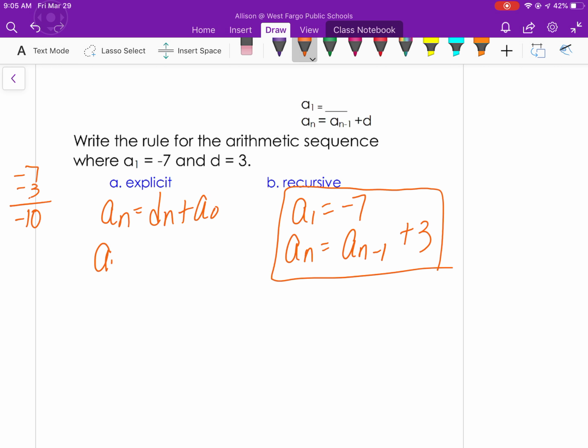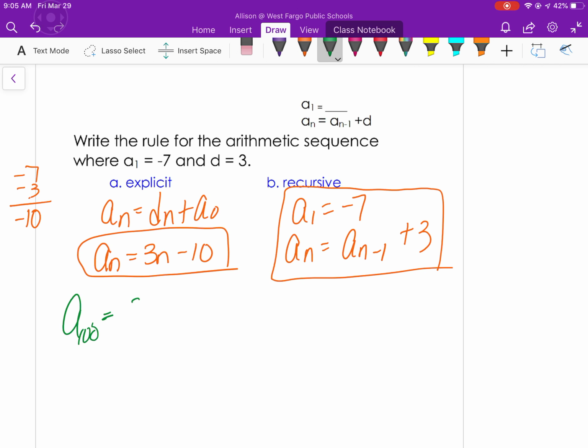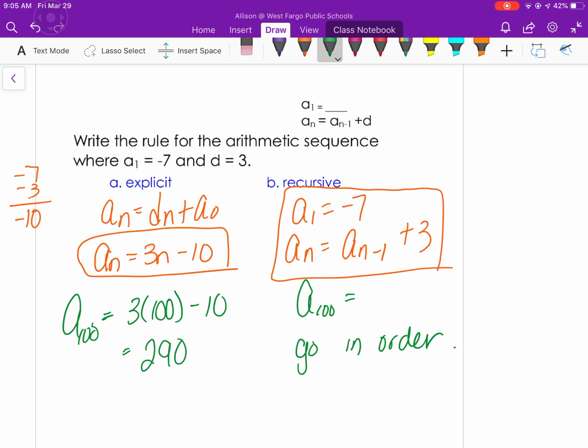So my explicit rule would be a sub n would be 3n minus 10. So again, with an explicit rule, I could find the 100th term easily by just plugging in 100. So 300 minus 10 would be 290. The 100th term would be 290. In order to find the 100th term over here, I'd have to find the first 99 terms first. I have to go in order. And so it would take a long time to find the 100th term. I'd have to know the 99th term first.